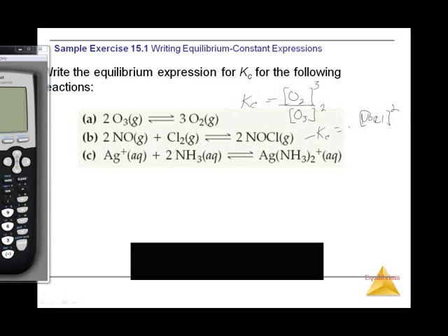Okay, here my Kc is going to be my product, and I need to raise it to the second power, over my reactants. The NO has a 2, and my Cl2 has a 1. Okay, and lastly, here we'd have Kc is equal to my product, coefficient of 1, so there's no exponent, and my silver concentration, I need to put these in brackets, right, times my ammonia, and that is going to be raised to the 2 because of this 2 here.